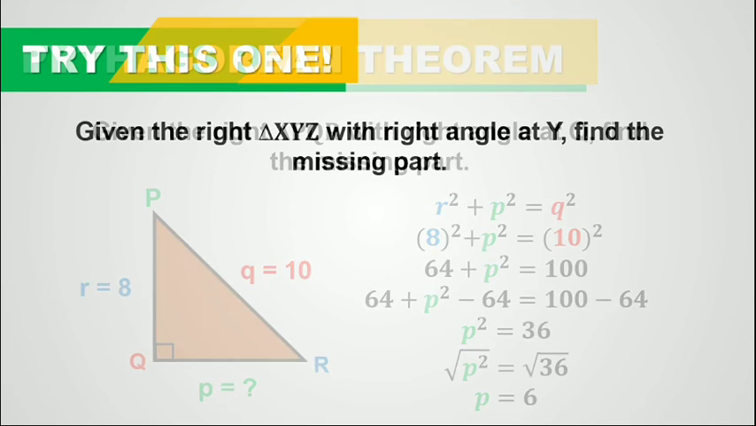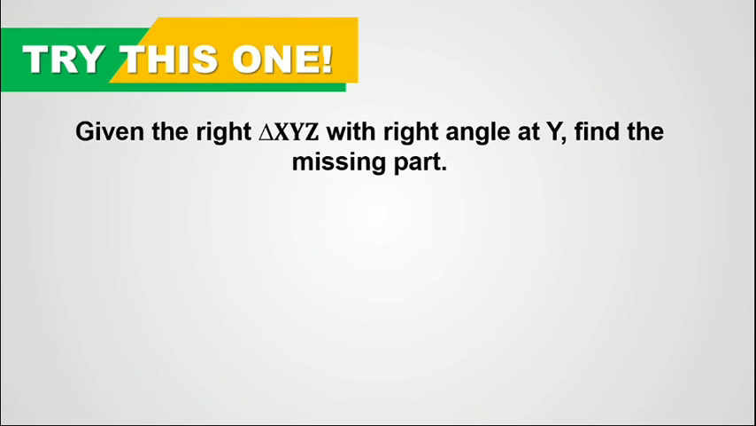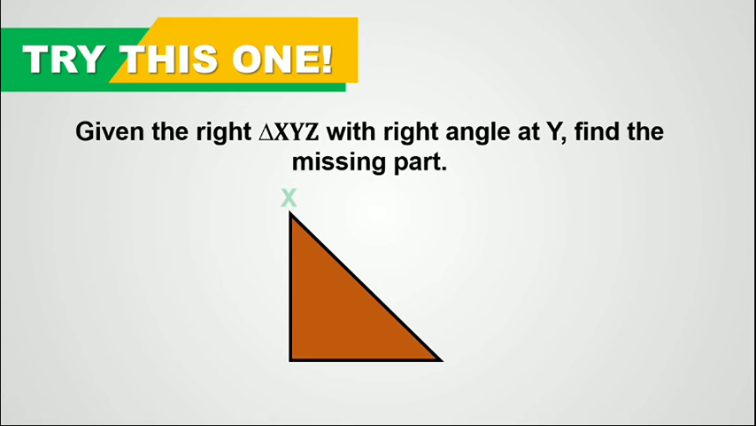So this time, try this one. Given the right triangle XYZ with the right angle at Y, find the missing part when x is unknown. So you will be finding x. z is equal to 3 square root of 21, and y, which is the hypotenuse, is equal to 15. So find the value of x in this given right triangle.